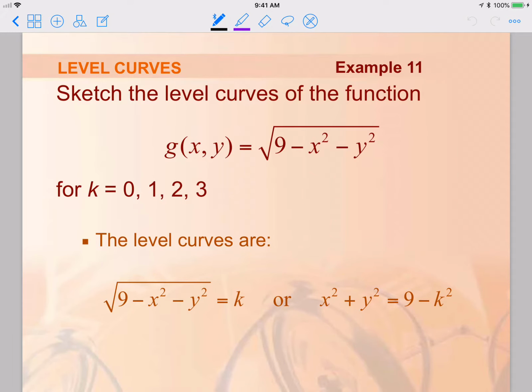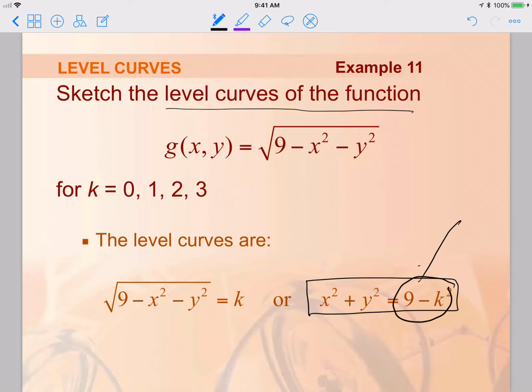Now let's look here: sketch the level curves of this function. The level curves are all going to be circles. x squared plus y squared equals 9 minus k squared. This is the equation of a circle. Remember, k is a constant, so this is going to be your r squared. They're circles with the center at the origin, and what's going to change is the radius.